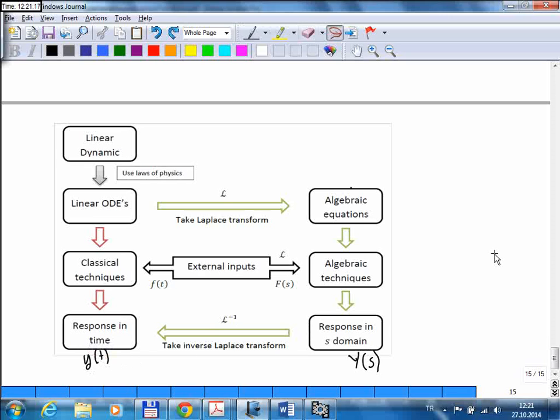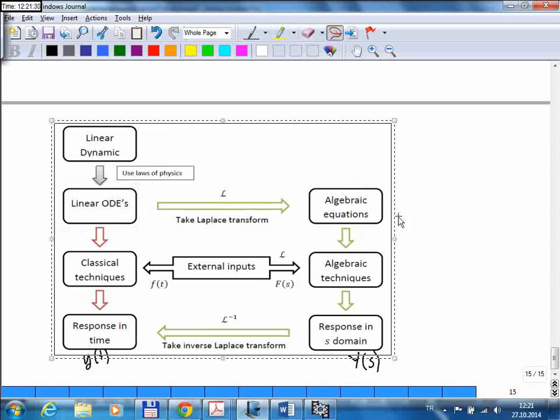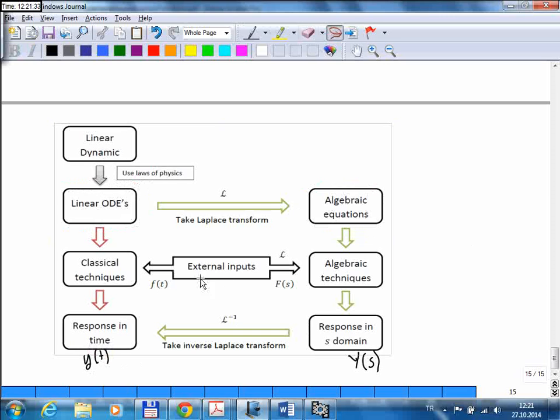So this is how we are going to use Laplace transformation. That involves taking the transformation of the differential equations, which turn into algebraic equations. Take the transformation of the inputs to the system, whatever the input is, and then you solve these algebraic equations together with this input function very easily. Calculate the response in S domain, and then go back to time domain by taking the inverse Laplace transformation.